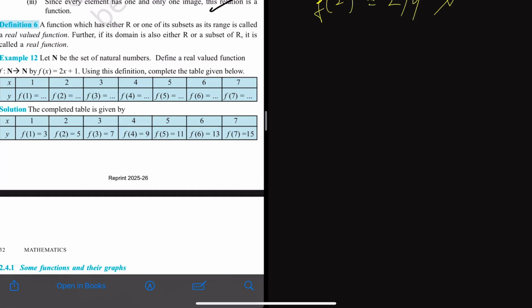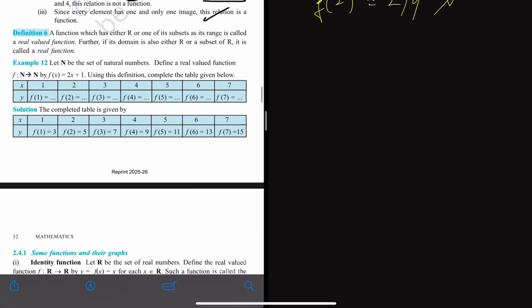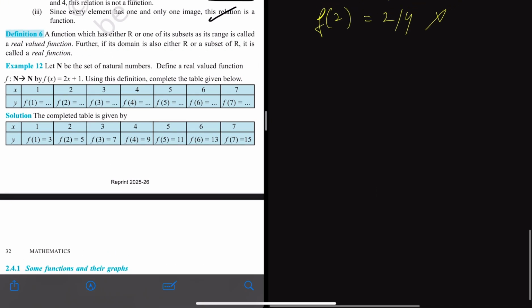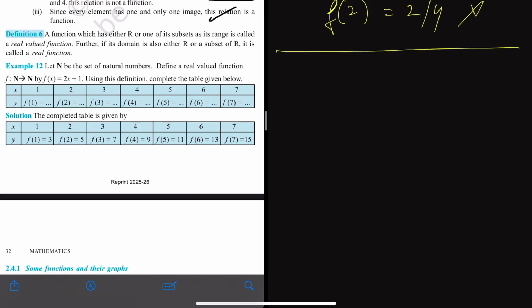So continuing with that, we will start with definition 6. From here on we will understand different types of functions. What are these types of functions called, how are they drawn on a Cartesian plane, and so on. Definition 6 says that a function which has either R or one of its subsets as its range is called a real valued function. So the first type of function that we are studying here is a real valued function.